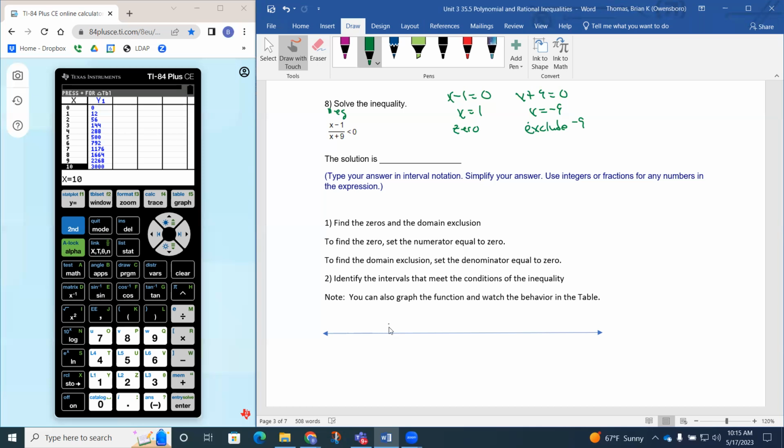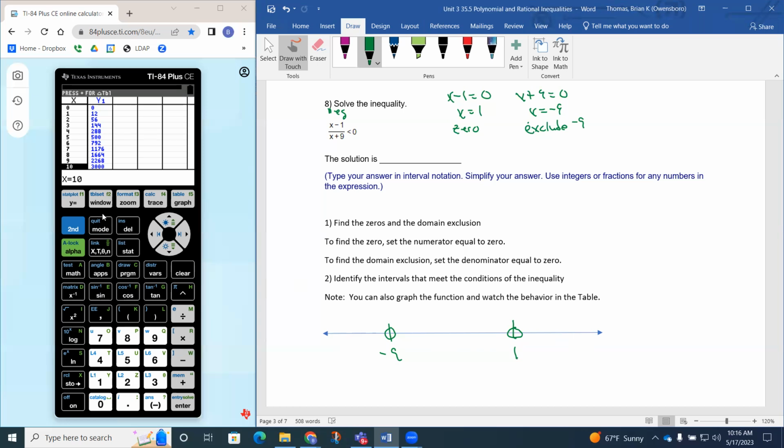So 1 and -9, the -9 will be to the left, and 1 is going to be to the right. Since we're less than 0, we can't include the 1, but we're never going to include the -9 anyway because it's a domain restriction. So we can identify the intervals that meet the conditions of the inequality. To do that, we can test the intervals: left of -9, between -9 and 1, and right of 1. We can see which of those intervals actually works.